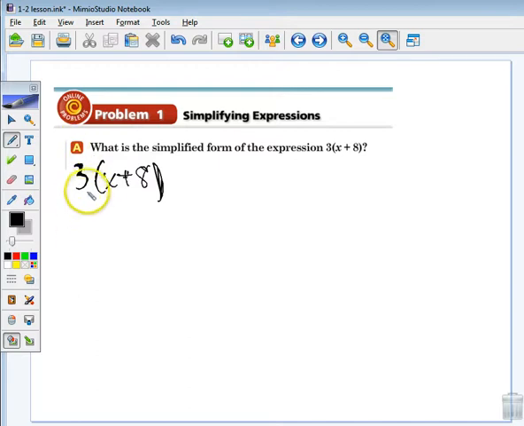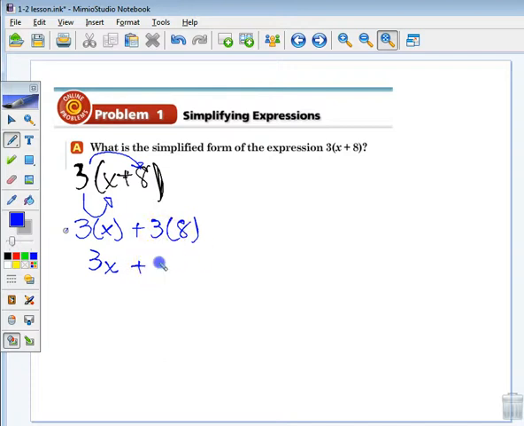And then we want to go ahead and distribute the 3. So it will be 3 times x and 3 times 8. So we will rewrite this as 3 times x plus 3 times 8. And 3 times x is 3x plus 3 times 8, which is 24. And this right here will be the simplified version.